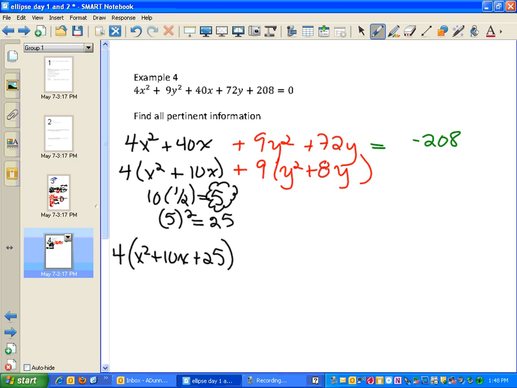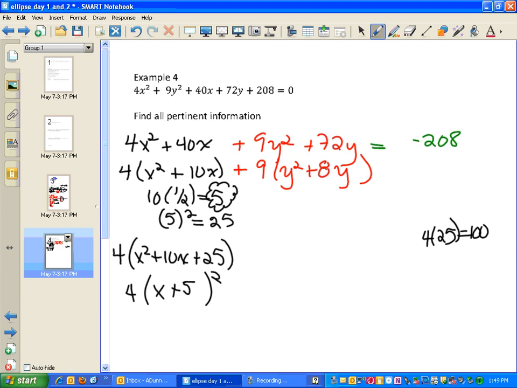So what do I add over here? 100. I'm going to do 4 times 25, which is 100. Again, in parentheses, I've added 25, but I pulled out a 4 at the very beginning. So for the left side of my equal sign, I have really added 100 to that side. If I were to redistribute, wouldn't I get 100? You following me? So this, as a completed square, is 4 times what quantity squared? x plus 5. In a minute, we'll figure it out.